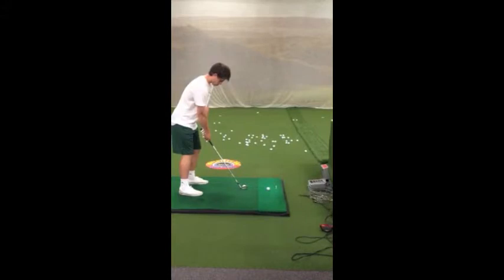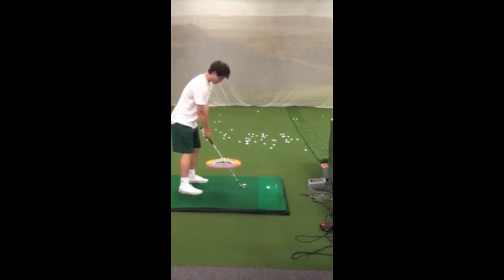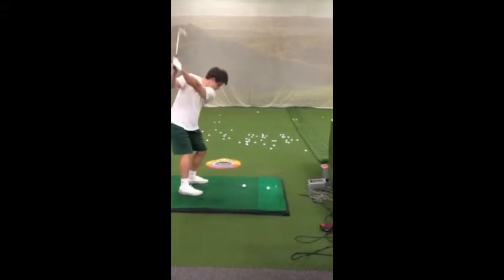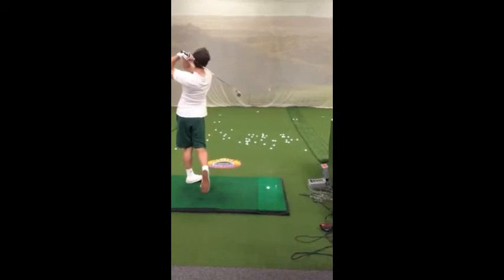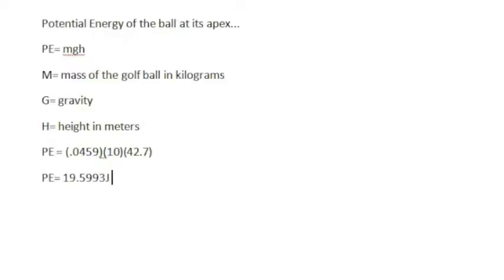Next, we decided to analyze the potential energy of the golf ball at its apex. As the ball reaches its apex, it gathers the most potential energy. The equation for potential energy is PE equals mgh. M represents the mass of the golf ball in kilograms, g represents gravity, and h equals the height in meters.